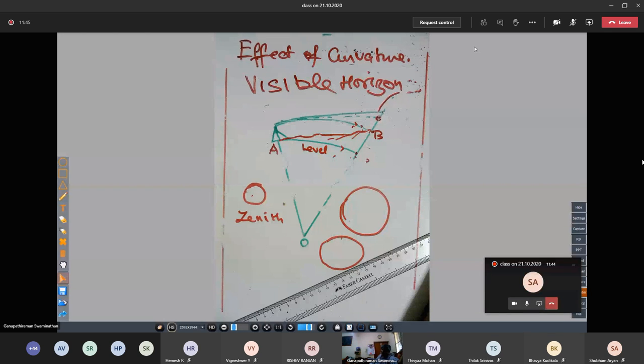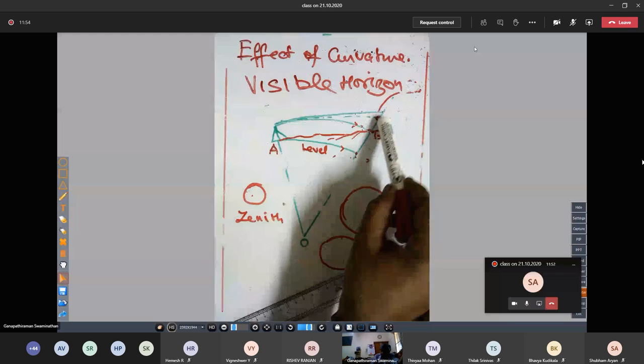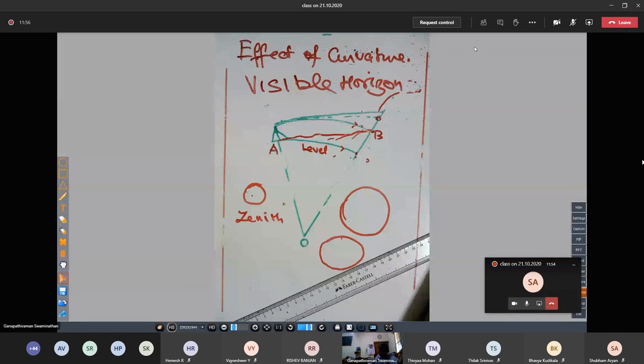You have got error due to refraction. So one is the error due to curvature. Curvature makes the point appear deeper than what really it is. Refraction makes the point apparently higher than what really it is. So this definition you should know.